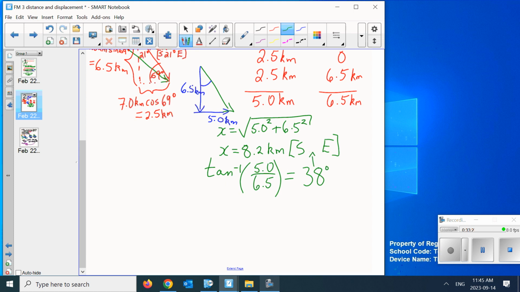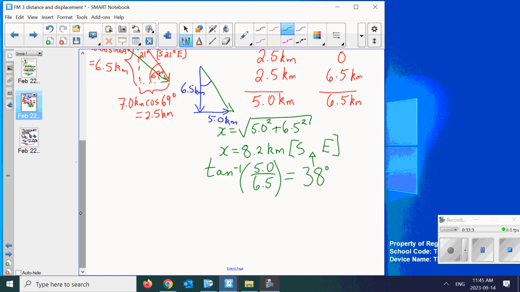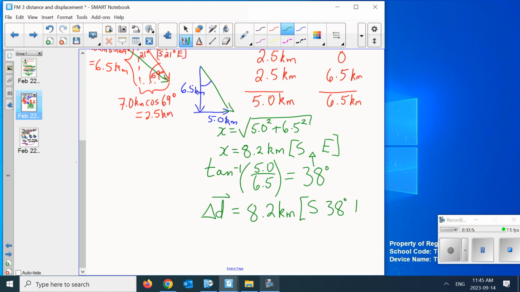Now I know what that is. I'm going to present the answer, our total displacement: 8.2 kilometers south, 38 degrees east. I'm going to do north and south first, then degrees.